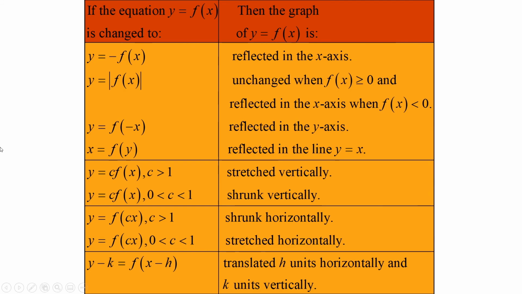And then finally, what we finish with are translations. Y minus k equals f of x minus h. Well, that minus h means I'm going to take the graph and translate it h units to the right, and then minus k units up. So translated h units horizontally and k units vertically. And I'm going to assume the h and k are positive, so that minus tells me I'm translating to the right. This minus tells me I'm translating up.